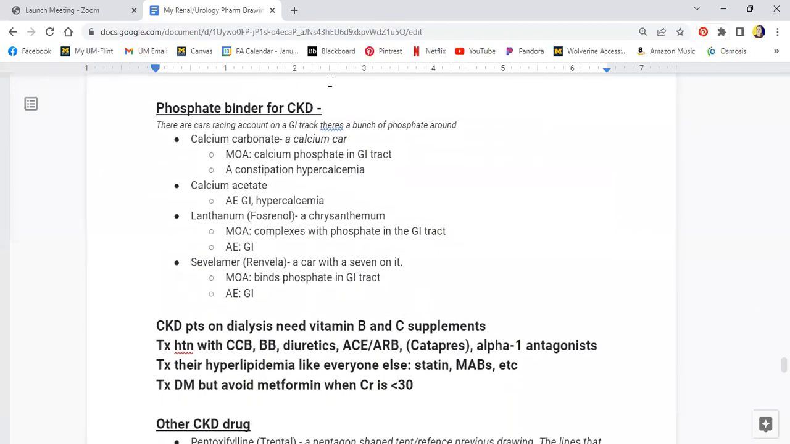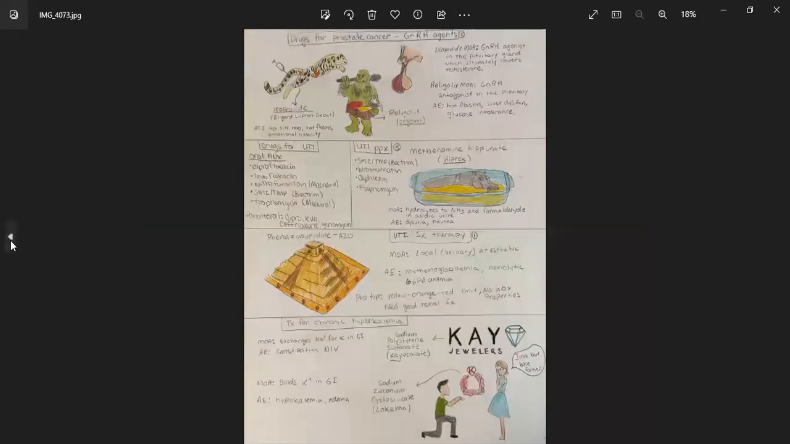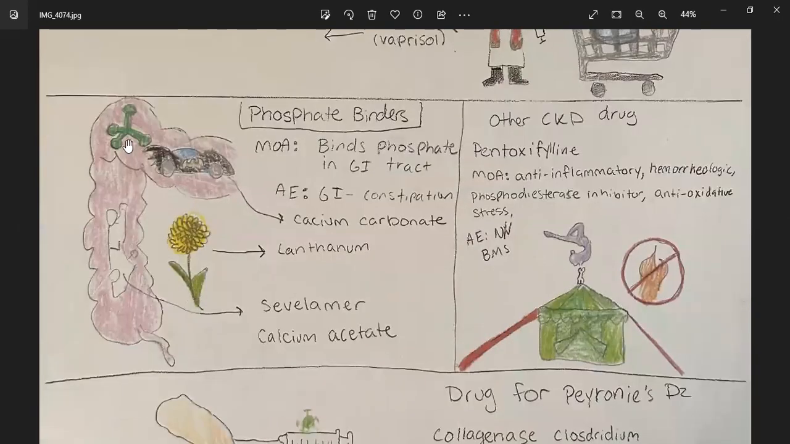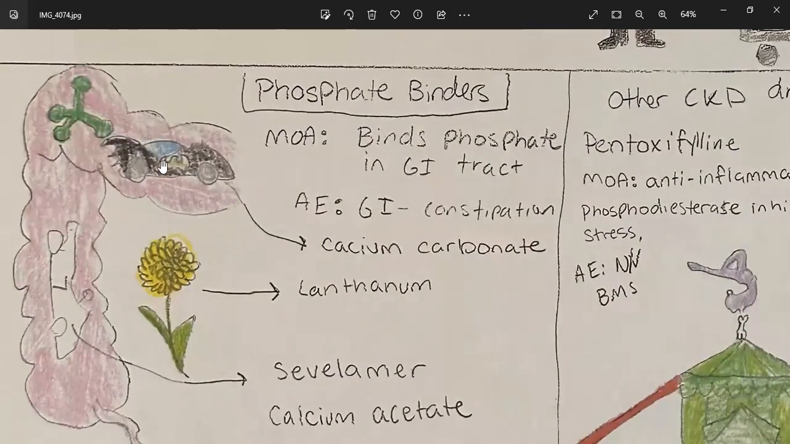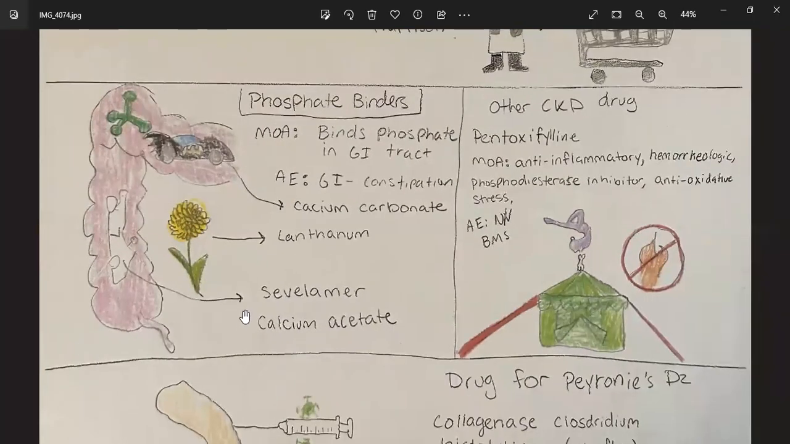And then you can also give phosphate binders for CKD. Phosphate binders are here. They work in the GI tract, and they're going to bind phosphate in the GI tract. This little chemical molecule here is phosphate. Adverse effects are going to be GI issues like constipation. So here we have calcium carbonate. Like I said, it's our Batmobile. This is lanthanum. So this is a chrysanthemum, lanthanum. We have a car here with a 7 on it for sevelamer, 7, sevelamer. And then calcium acetate, I don't have a picture for, but they're racing around binding up phosphate in the GI.